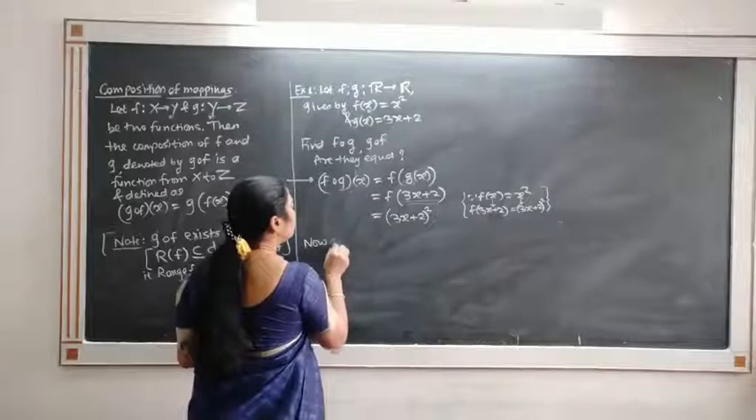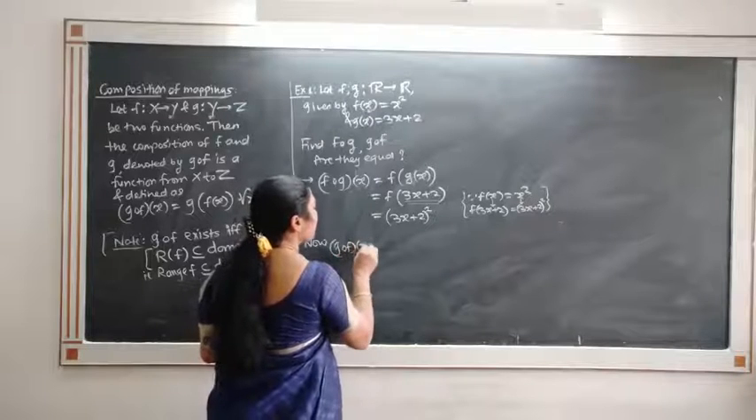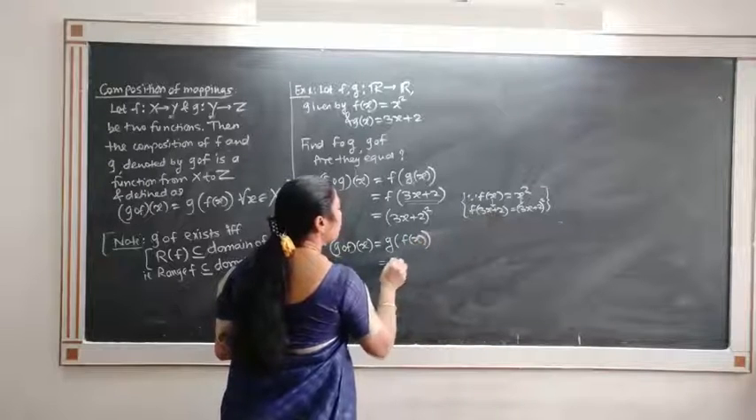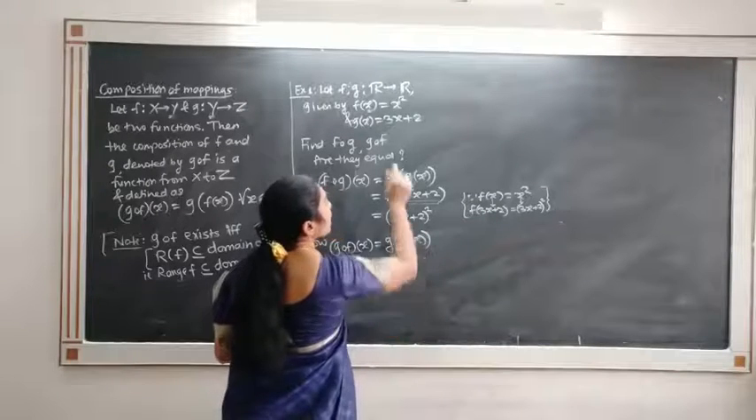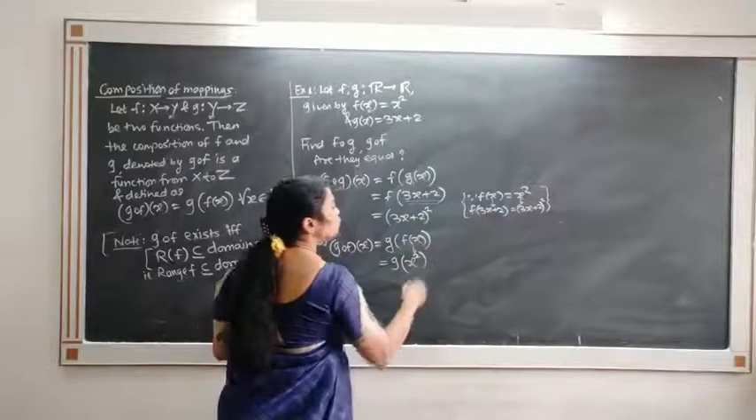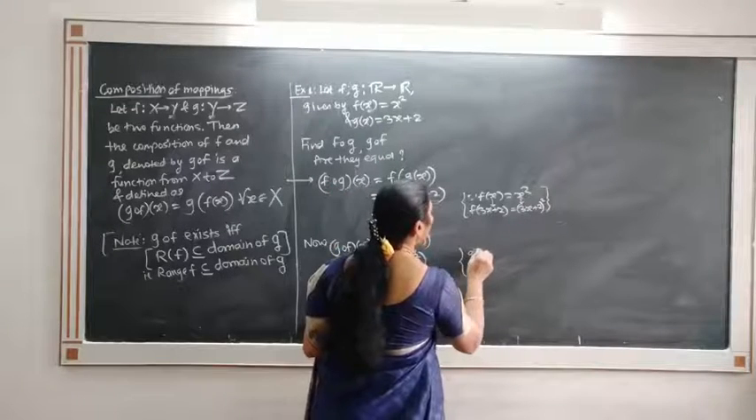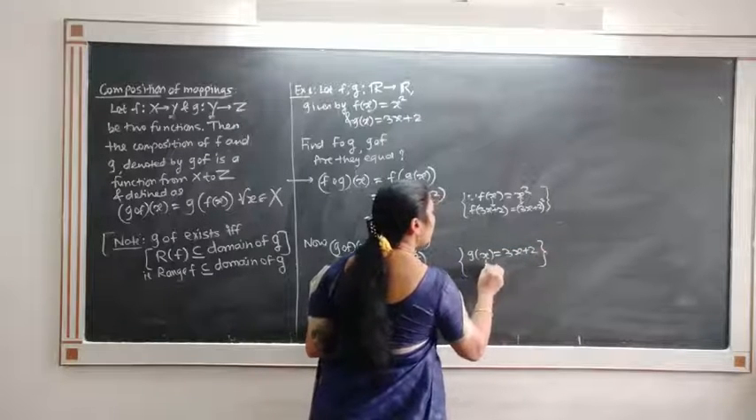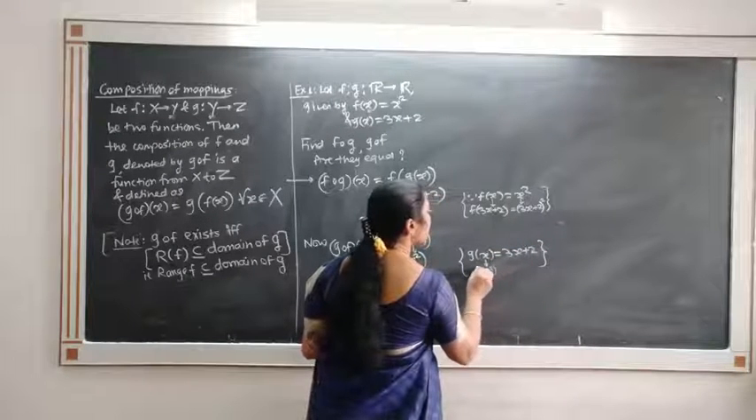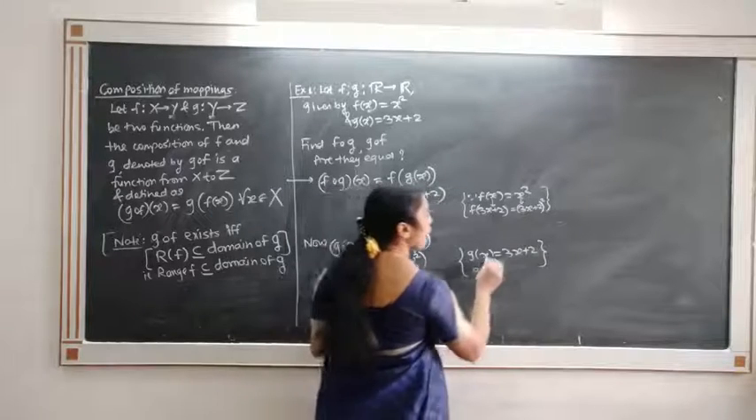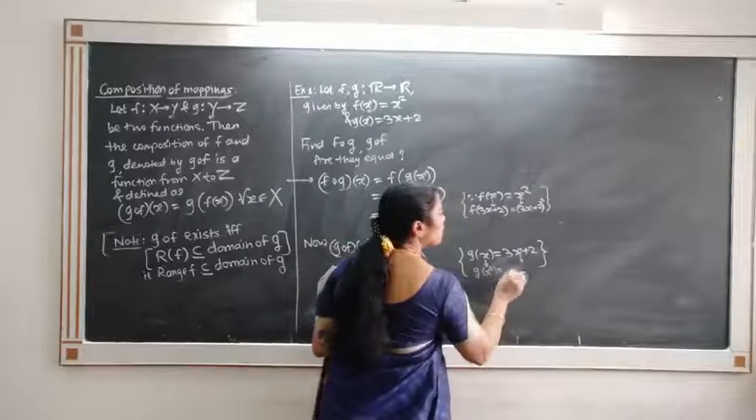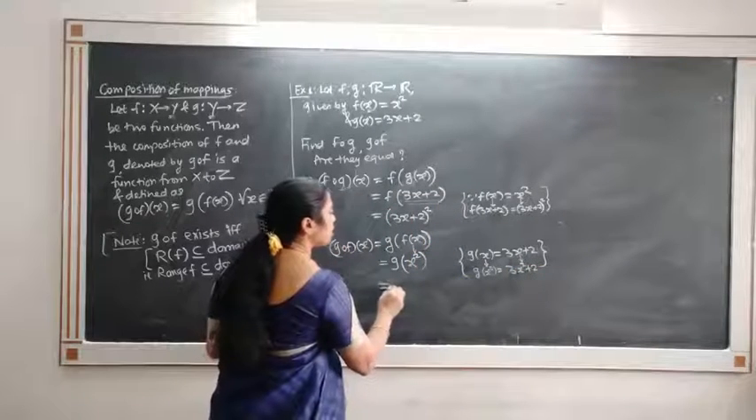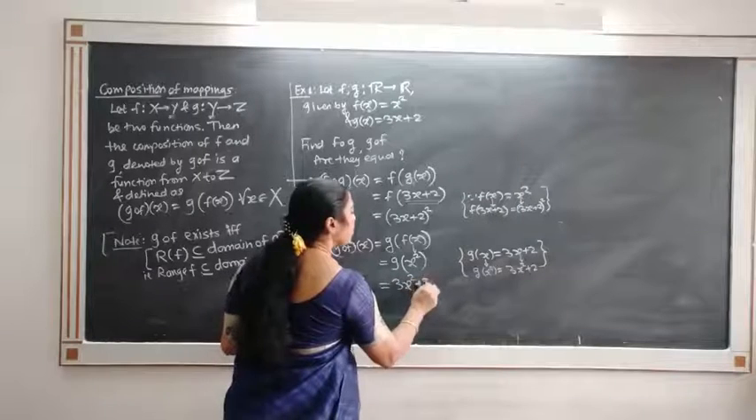Now find g composite f of x. By definition, it is nothing but g of f of x. Put the value of f of x. What is f of x? f of x is nothing but x square. So it is g of x square. Observe that g of x is nothing but 3x plus 2. So everywhere replace x by x square. So what is g of x square? Whenever it is x, you have to replace it by x square. So it becomes 3x square plus 2.